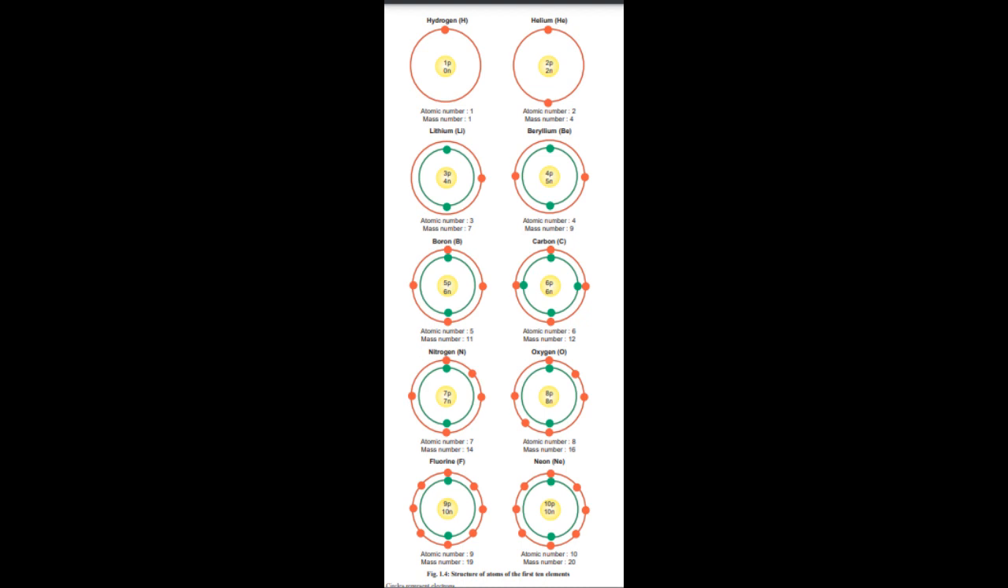For elements with atomic number 11 and above, electrons start occupying the 3rd shell, M shell, and onwards, as the K and L shells are already complete with 2 and 8 electrons, respectively. The knowledge of the structure of atoms will help us to understand how atoms combine to form molecules. This brings us to the concept of chemical bonding. Figure 1.4, structure of atoms of the first 10 elements. Look at the screen. Note, circles represent electrons.